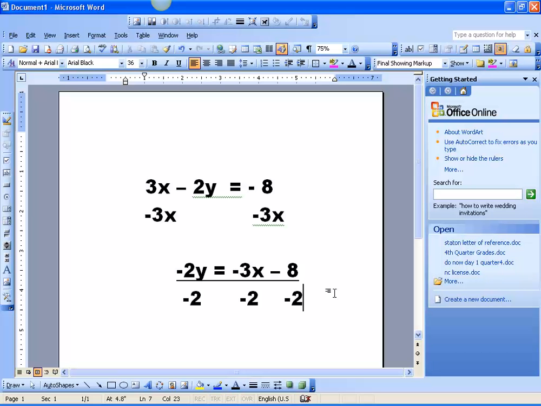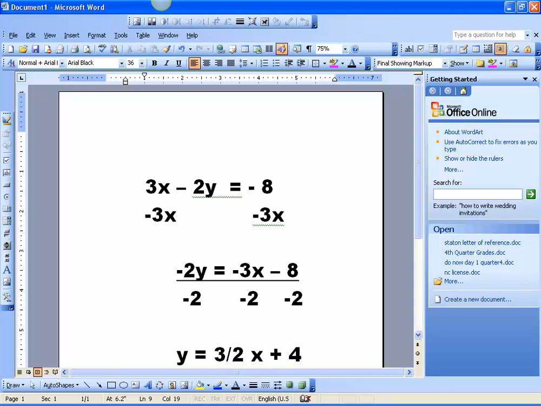Okay, so now what I'm left with is y equals a negative 3x divided by 2. That's an improper fraction. But they're both negative, so that means it's going to become a positive 3 halves x. And a negative 8 divided by a negative 2 is a positive 4.